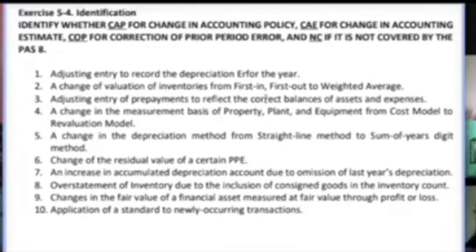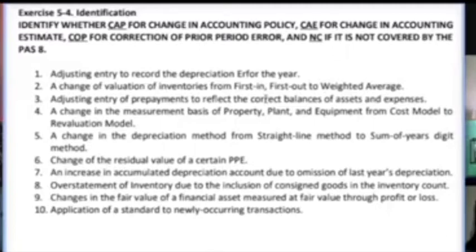Number 2, a change of valuation of inventories from first in, first out to weighted average. Our answer is CAP, or change in accounting policy, because referring to page 123 of the textbook, the standard states that one example of an accounting policy is the valuation of inventories from first in, first out to weighted average.